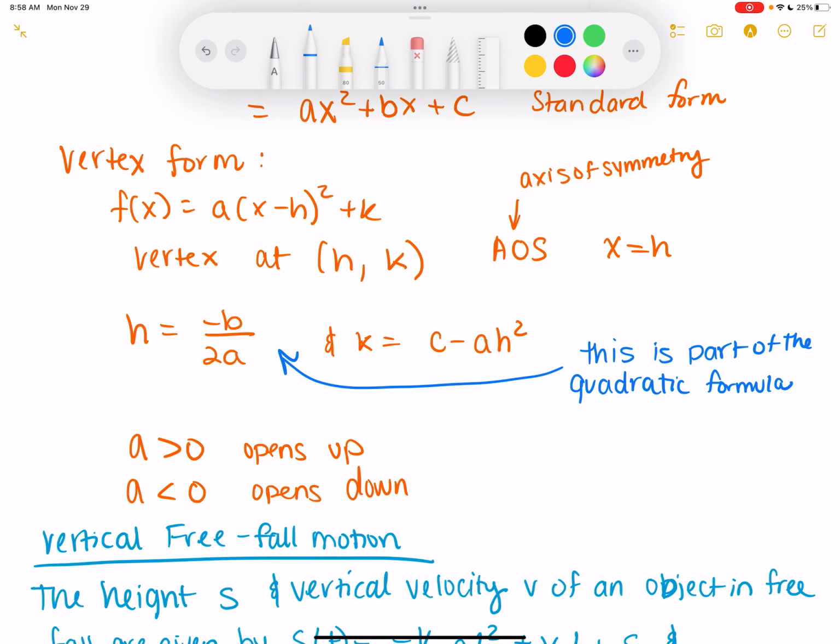if it's not already in vertex form, we're going to use this formula, negative b over 2a, to find h. Okay, and then k is equal to c minus a h squared. So those are going to be the two things that we're going to use to give us the vertex, and then we're going to rewrite in vertex form. That's what it's asking us for.